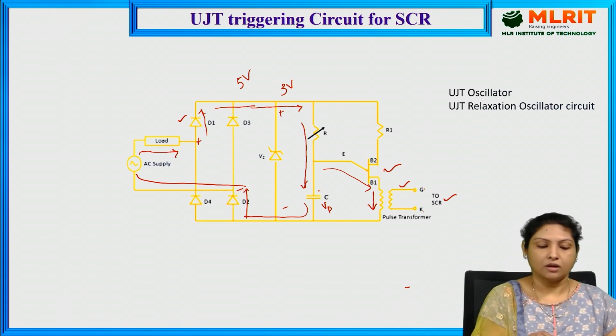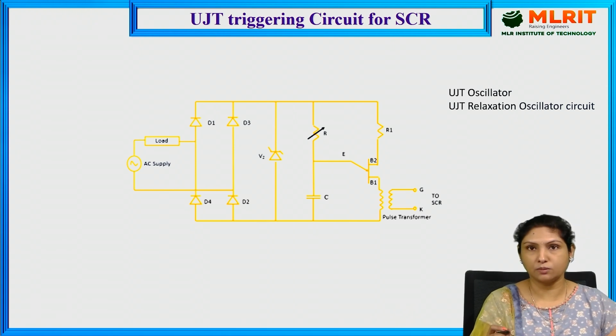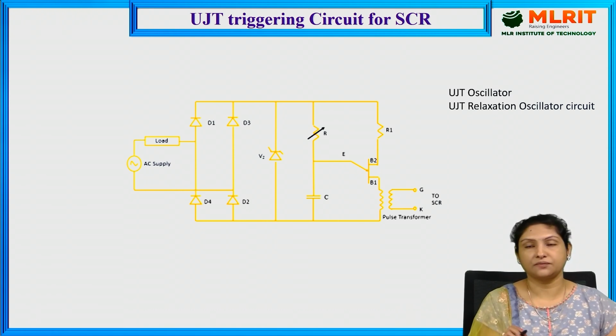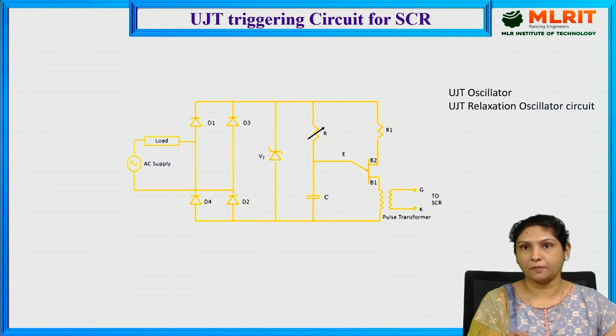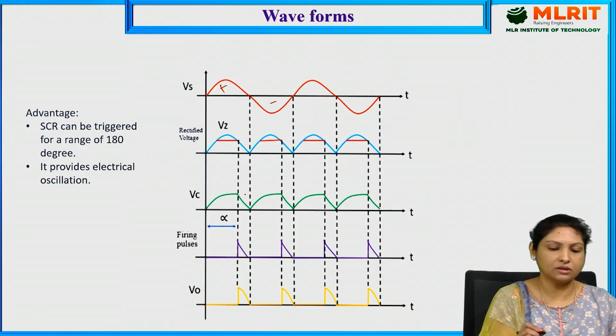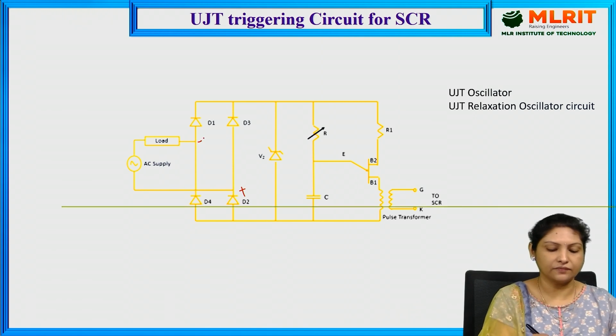Now, this is happening during the positive half cycle: the capacitor is getting charged, the UJT is turned on, and thereby it is generating the pulse such that the SCR is on during the positive half cycle. And what happens during the negative half cycle? See, now the capacitor is discharged, and again we need to charge the capacitor. For that purpose, during the negative half cycle, the polarities are like this. This is negative and this is positive.